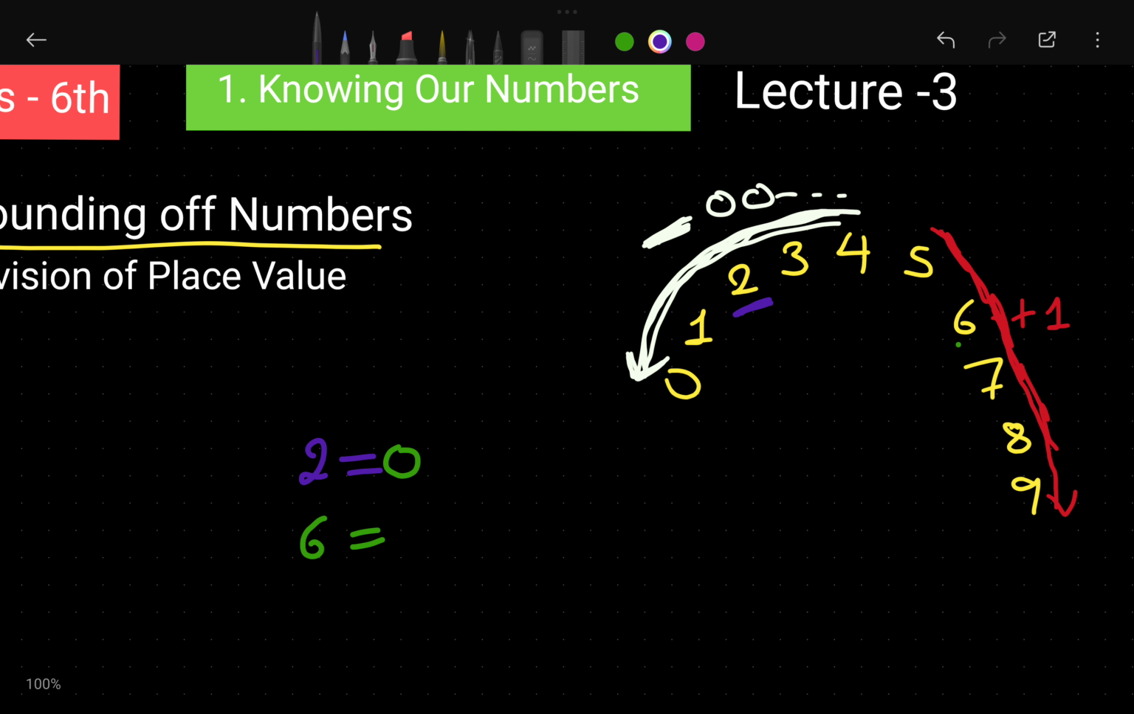Then we will directly say it is 10. Here we will put 1 plus 1 and then we will put 0. This is going to be 10 because this is 6, and which is the nearest number to 6? That is not 7, that is not 9, our nearest number is 10.